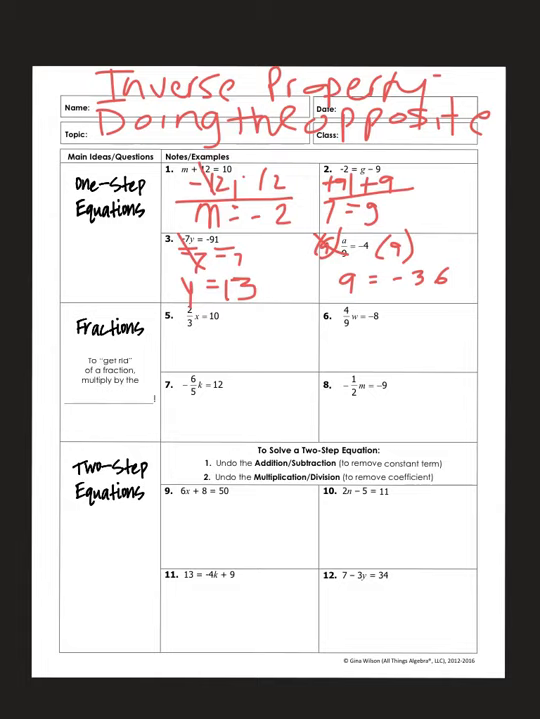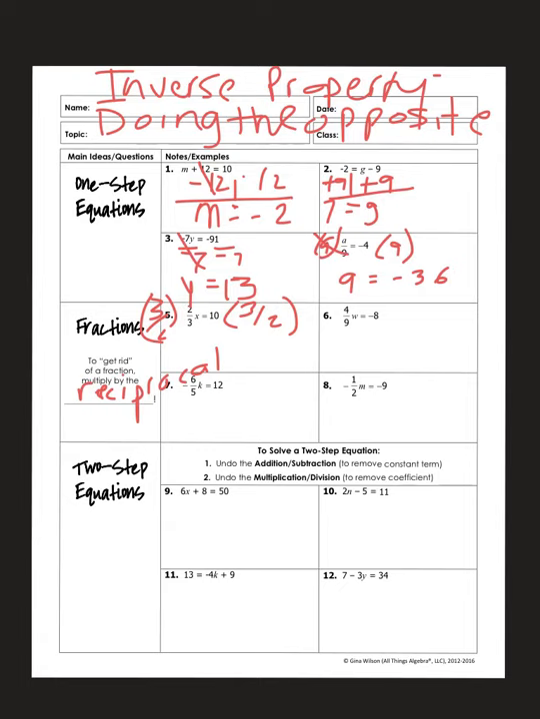All right, number 5. 2/3 is a fraction. To get rid of a fraction, you multiply by the reciprocal. These blanks are never big enough for my janky stylus. Okay, reciprocal. And all the reciprocal is, is a fraction flipped. So the reciprocal of 2/3 is 3/2. And since 2/3 is being multiplied by x, I'm going to multiply by the reciprocal on both sides.